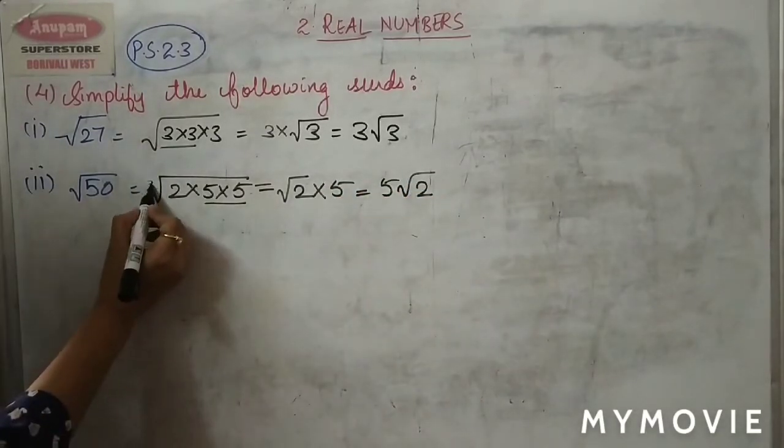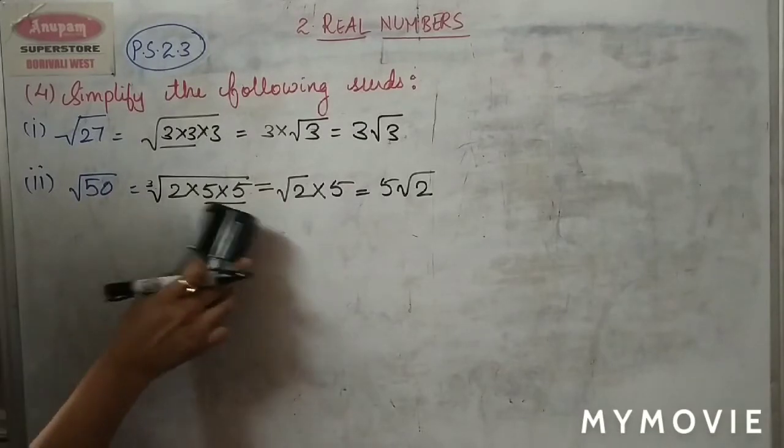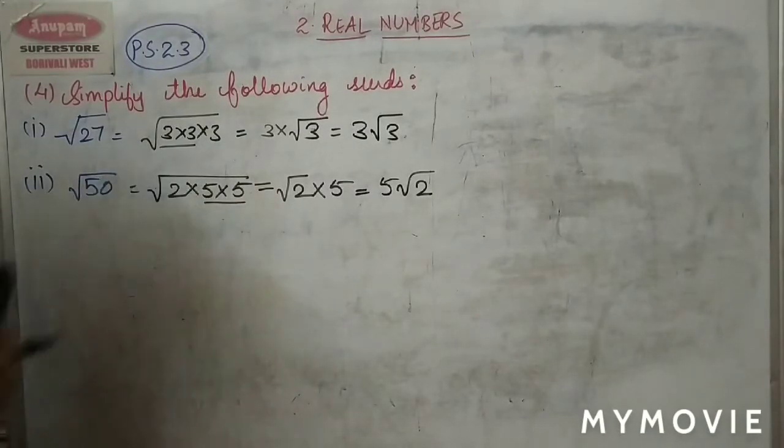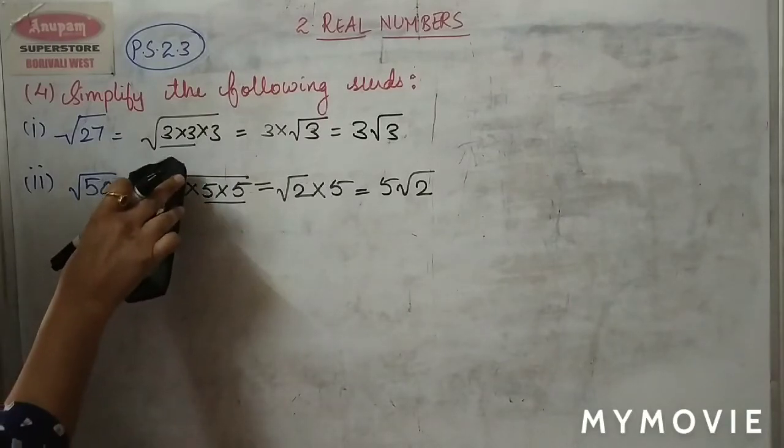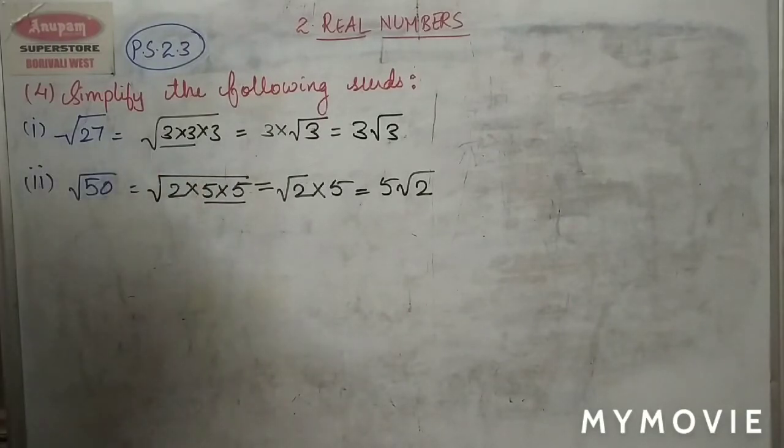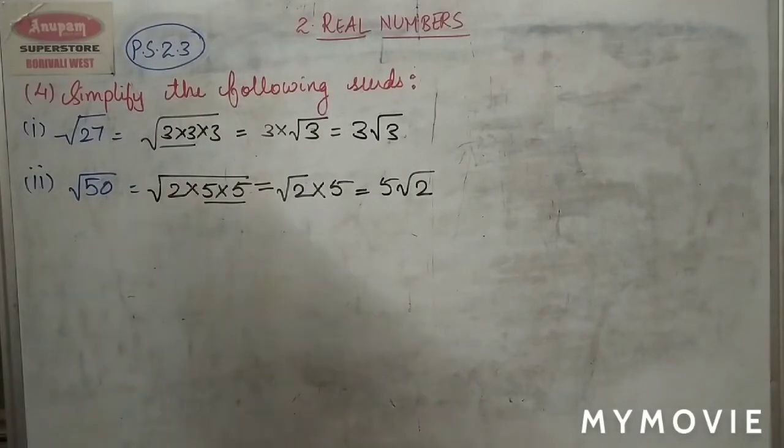Suppose if you have cube root 3 here, no, then you will make pair of 3 similar numbers. If you have 4 root here, then you will make pair of 4 similar numbers. But since there is no number here, that means it is a square root. Let us have a look at the next example.